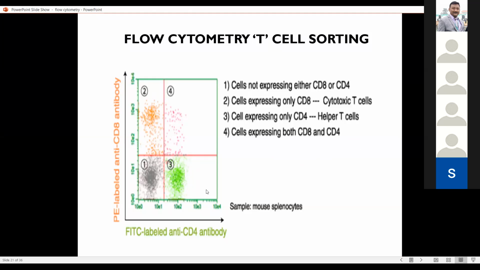This column, if you can see my mouse pointer, this one. This is a third population, which are cells that express only the CD4 marker on their cell surface and will bind to FITC conjugated antibodies. So they will constitute a different population, and this is a population of helper T cells.